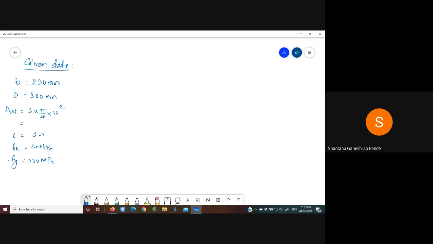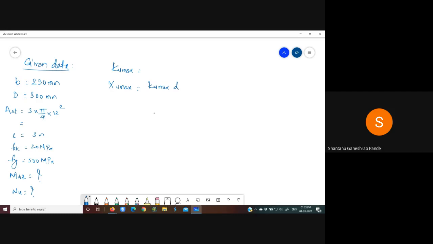So this is the given data. You have to calculate the ultimate moment of resistance, MUR, and the ultimate load carrying capacity of the beam over a span of 3 meters. When you have to calculate MUR, first you have to calculate the Ku max value, or directly you can calculate Xu max, which is equal to Ku max into d.